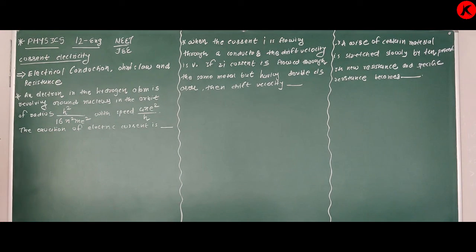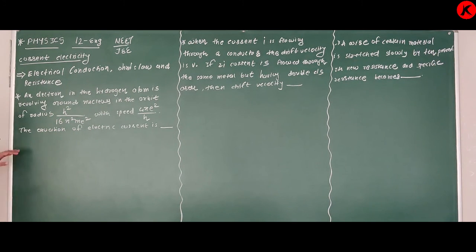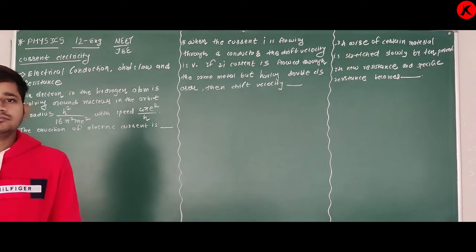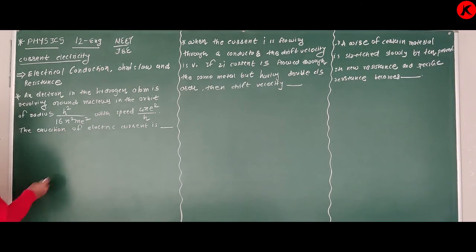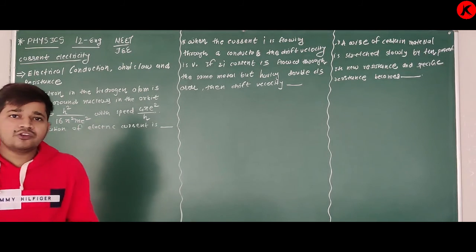See, first question: an electron in the hydrogen atom is revolving around the nucleus in an orbit of radius h square upon 16 pi square m e square, with speed 4 pi e square upon h. The equation of electric current is? Now here you have to remember the equation of electric current. Is there only one equation?